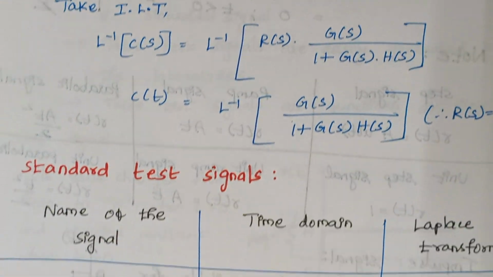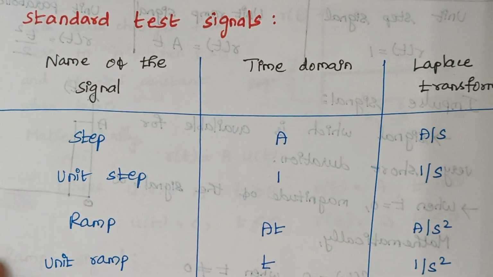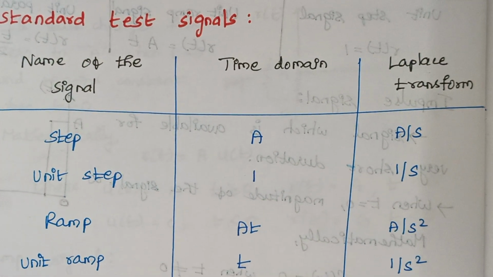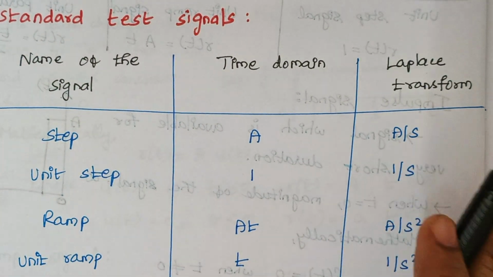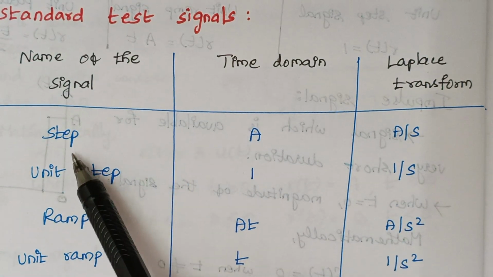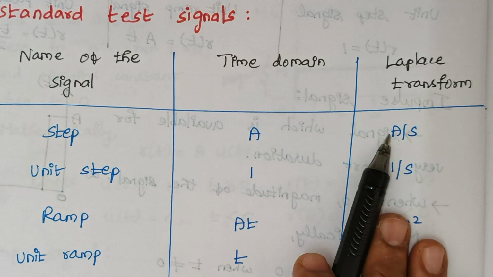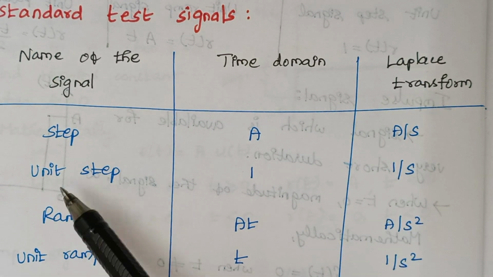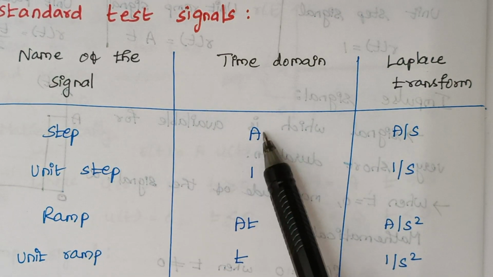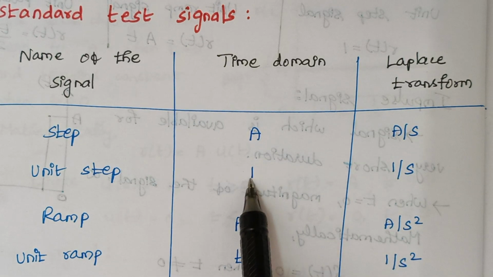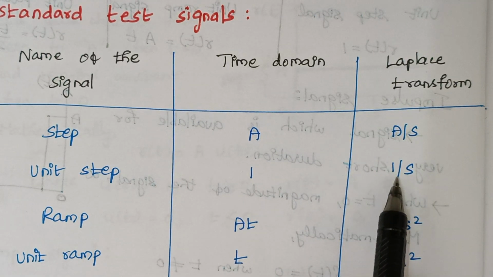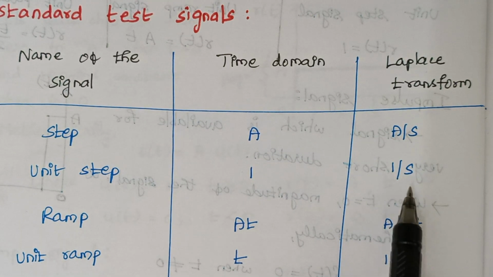The next one is that we are going to compare the standard test signals and take their respective Laplace transformations. The step signal has magnitude A, and when you take the Laplace transform, that becomes A/s. For the unit step signal, the magnitude becomes 1, so write it as 1. When you take the Laplace transformation, that becomes 1/s.